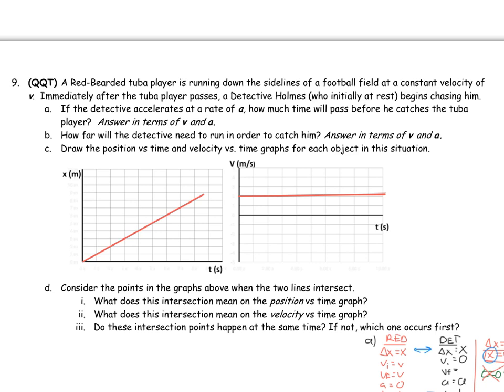For the detective, our position versus time graph is going to show speeding up, and we're eventually going to intersect this line again. We'll talk about that a little bit for part D, but speeding up would look something like this. Positive slope, but getting steeper, or concave up, indicating that the speed of the detective is increasing. And then the velocity versus time graph will not be a horizontal line. It will be a line with a positive slope, something like that.